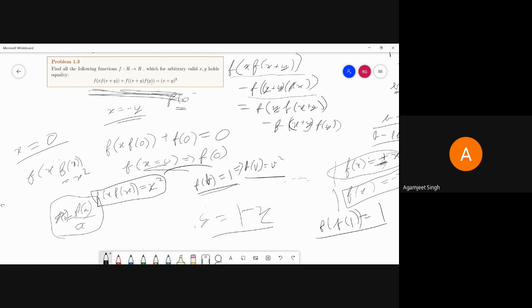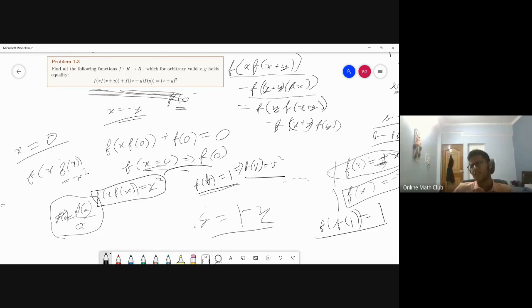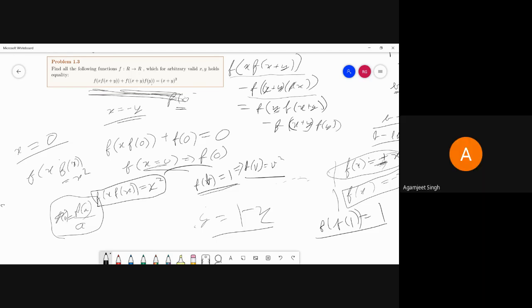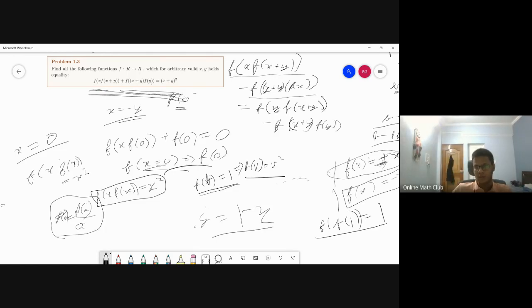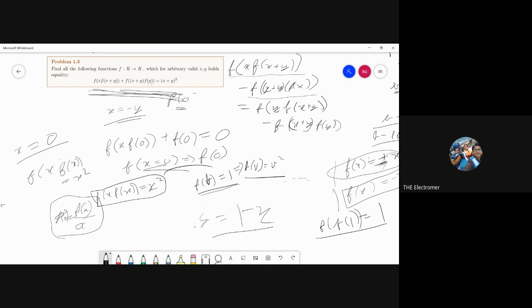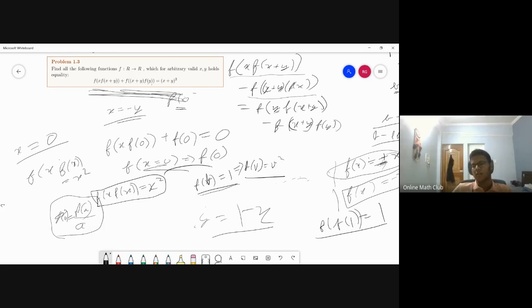Why would that be true? I just proved it. Tell that first. How? Like x equal to 1, you put in the equation of f of x. Okay, okay, I see.